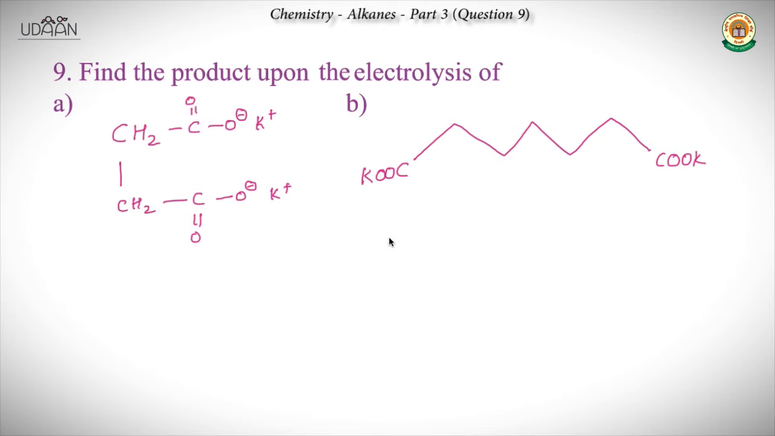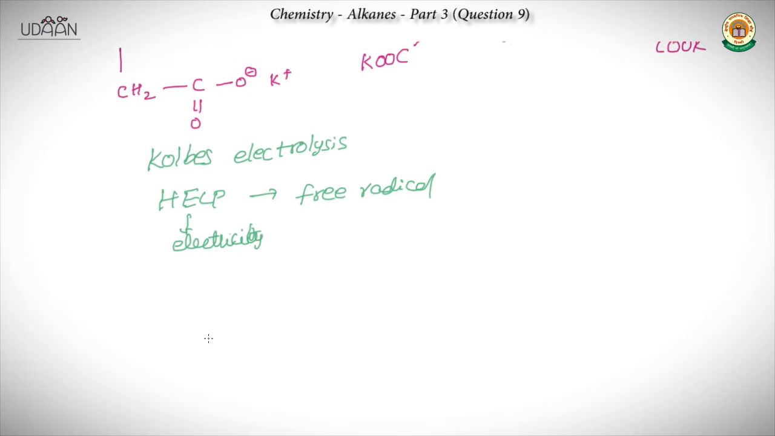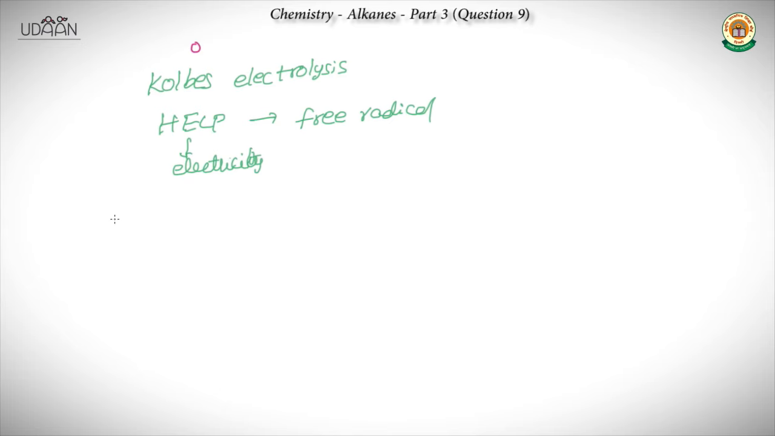Let us find the product upon electrolysis of the following compounds. These reactions come under the method of Kolbe electrolysis. If you remember our rule of thumb, which is HELP, E, where E is electricity, gives you a free radical intermediate. So we can say that in this reaction a free radical intermediate is formed. Now let's see how it forms.